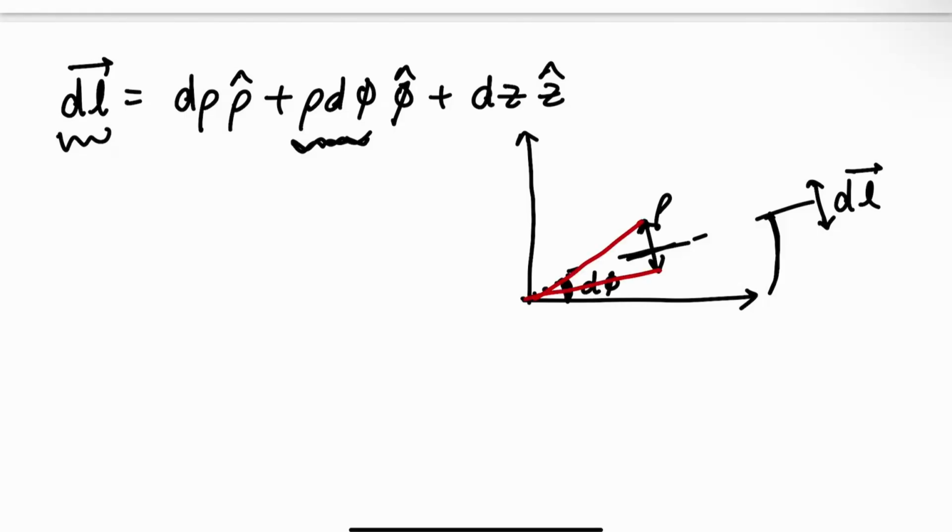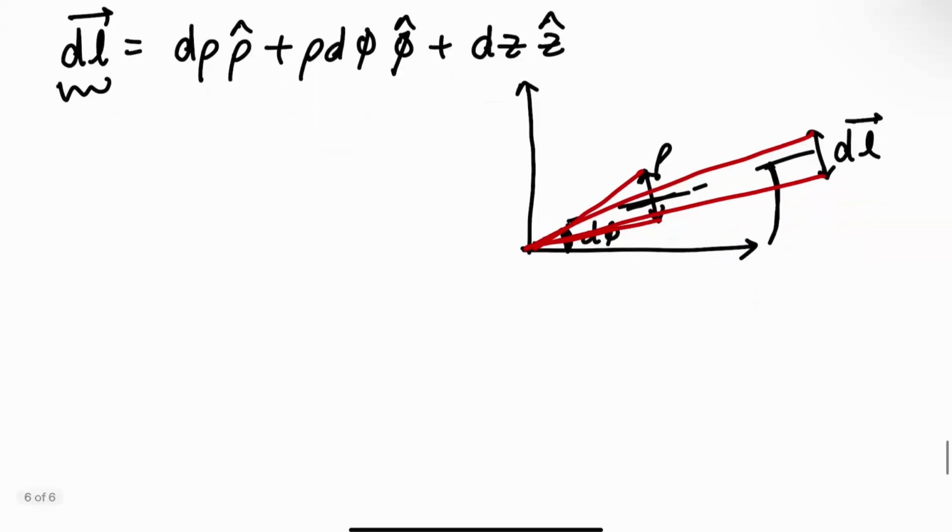The angle that this thing subtends is larger than the angle that this subtends. The product of those two has to be constant for this dl value to be constant. So it depends on where it exactly is, what the rho value is, and that's why that factor comes in. Okay, so that's about differential length in cylindrical coordinates.